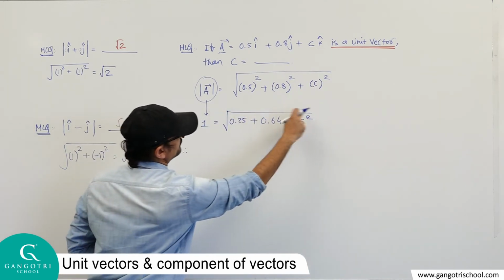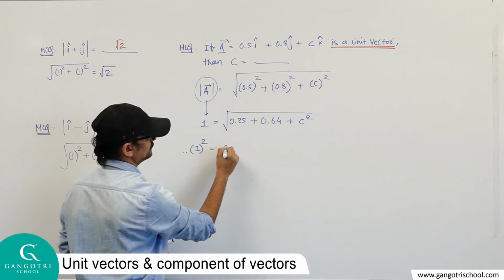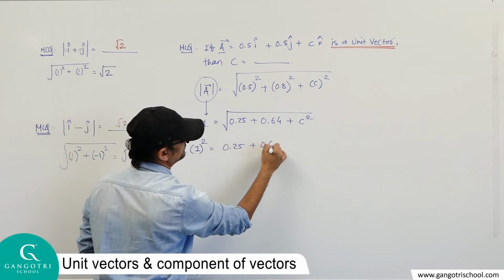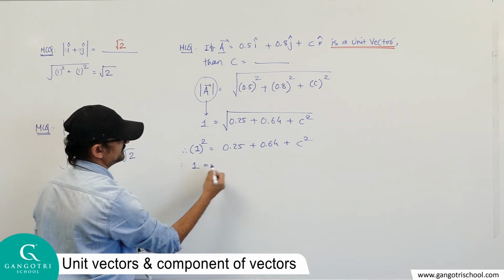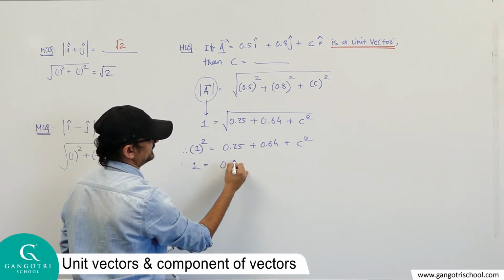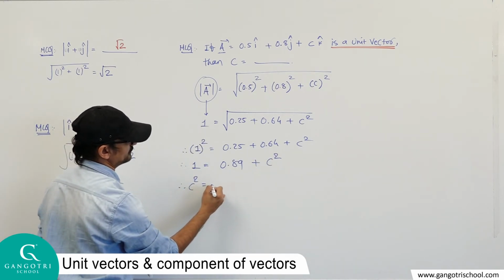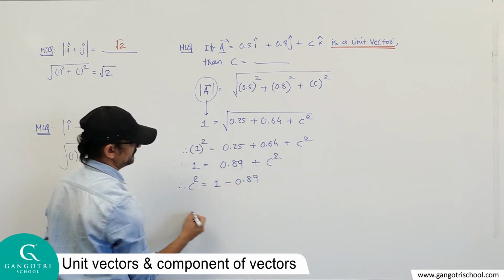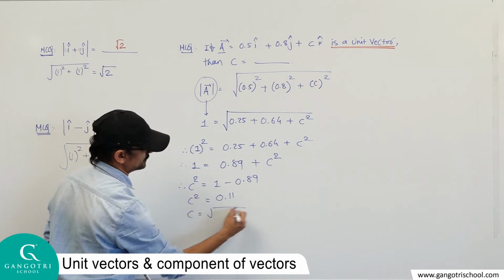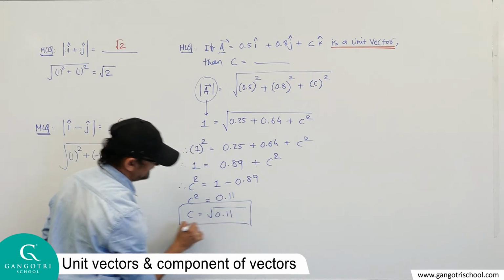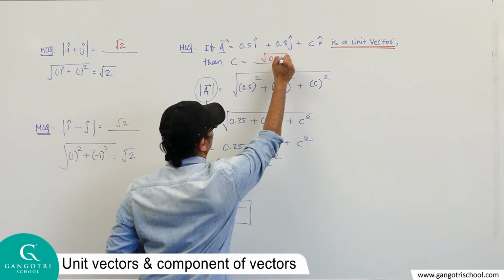Okay, to remove the square root, you have to take the square on the left hand side. 1 square is equal to 0.25 plus 0.64 plus c square. And we know that 1 square is 1. The addition of these 2 is 0.89 plus c square. So c square is equal to 1 minus 0.89, which is 0.11. The value of c is under root of 0.11. This is the answer of this MCQ.